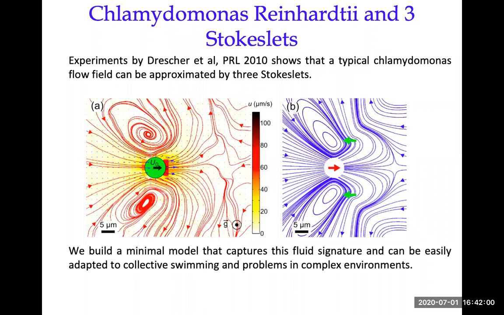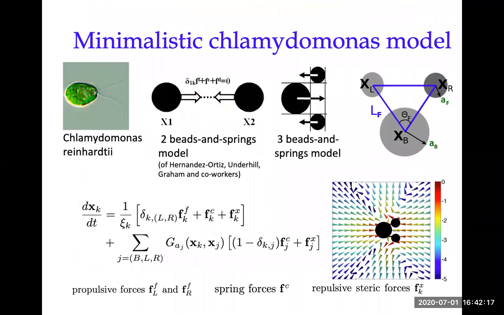So the last model I wanted to talk about for biological swimmers is chlamydomonas, and it's been known for some time that the best way to describe this is by 3 Stokeslets. Not 2, right? It's still a force dipole, but 3 Stokeslets, 1 at the body and 1 each at the flagella with half the strength. So one can easily build a model that takes this into account. So 3 beads, not 1, 2, but 3. And remember, chlamydomonas is a puller.